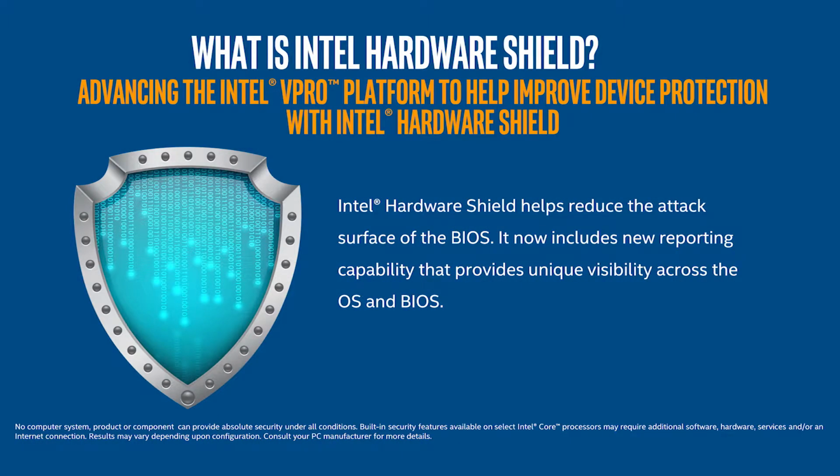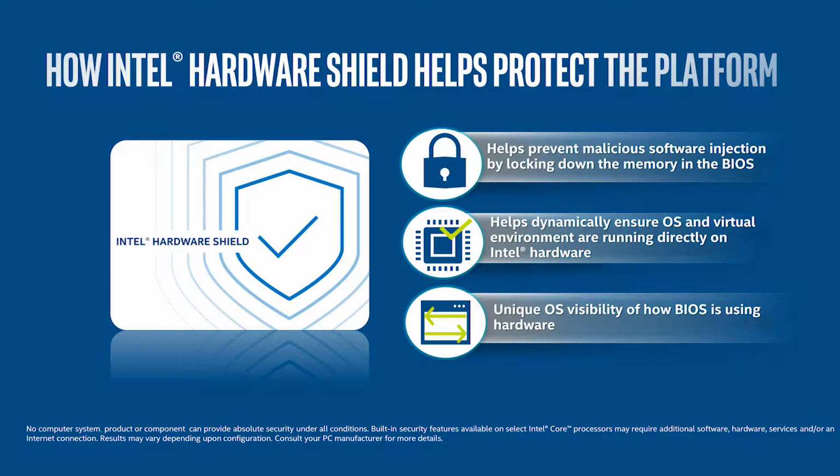Today, we are going to show what Intel Hardware Shield does and how it can help protect the PCs in your fleet. What is Intel Hardware Shield? Intel Hardware Shield is a set of capabilities for out-of-the-box PC protection that helps reduce the attack surface of the BIOS. It does this by helping to prevent malicious software injection by locking down the memory in the BIOS, helping to dynamically ensure that the OS and virtual environment are running directly on Intel hardware, and providing unique OS visibility of how the BIOS is using the hardware.